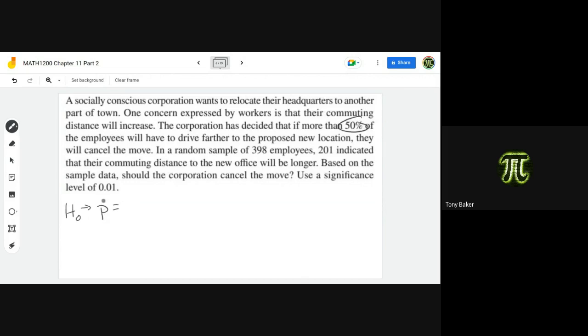So in this case, this is new because we haven't done this yet. Because typically it's the mean they're going to give it to you. In this case, it's what we're looking at in terms of the proportion. So the proportion is 50%. And my alternate hypothesis is that if p is greater than 50%, I'm going to cancel the move.